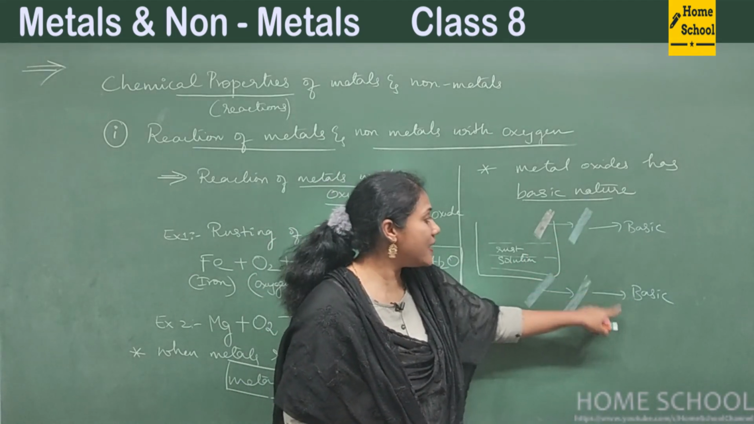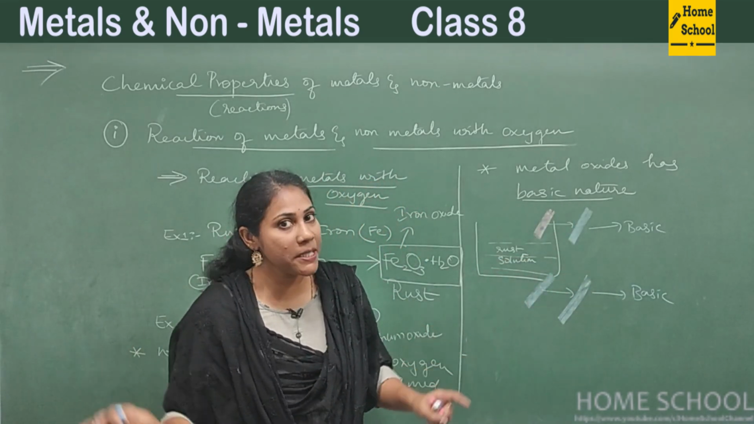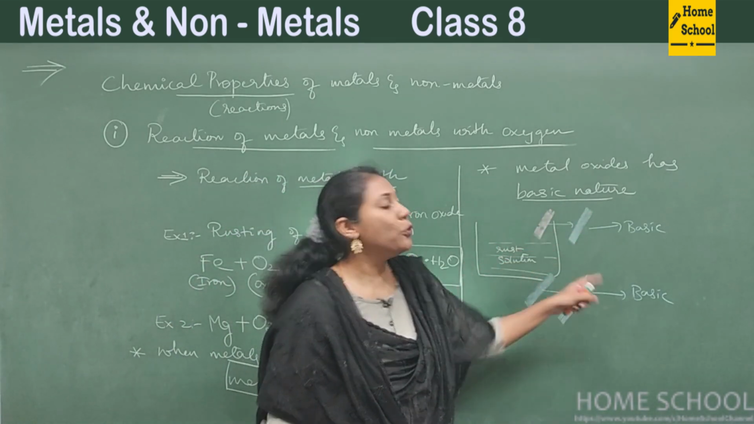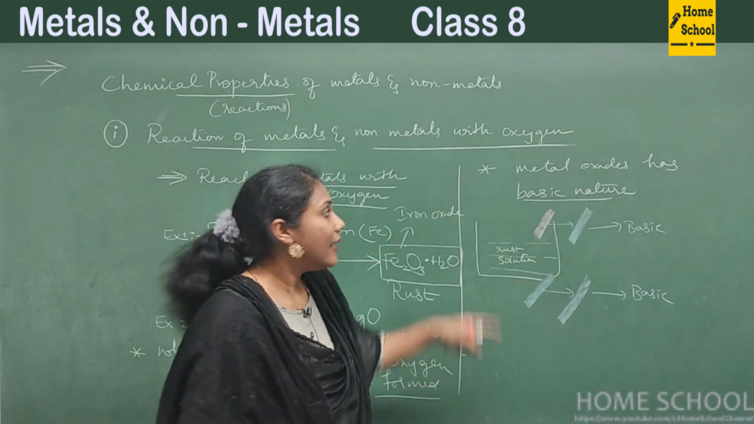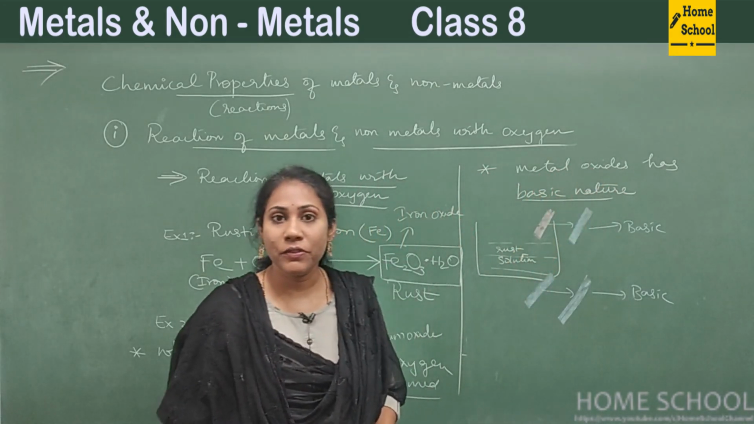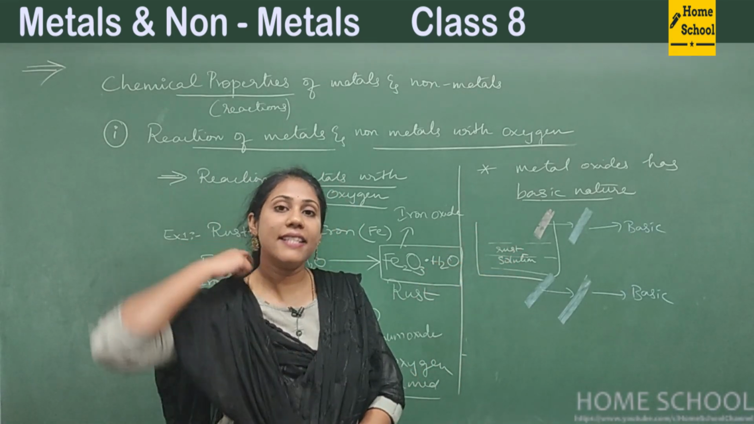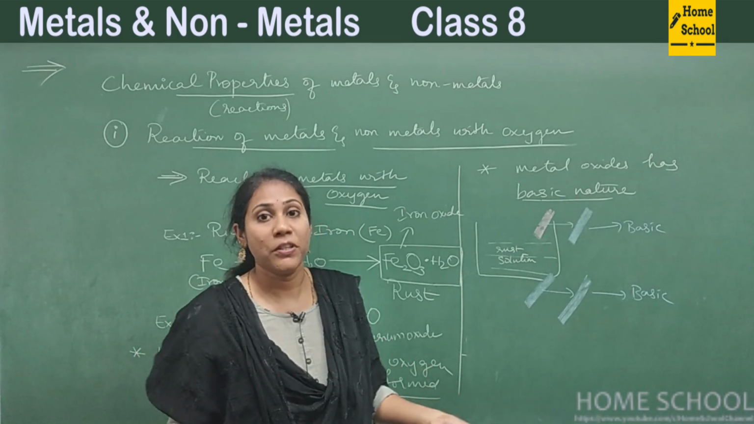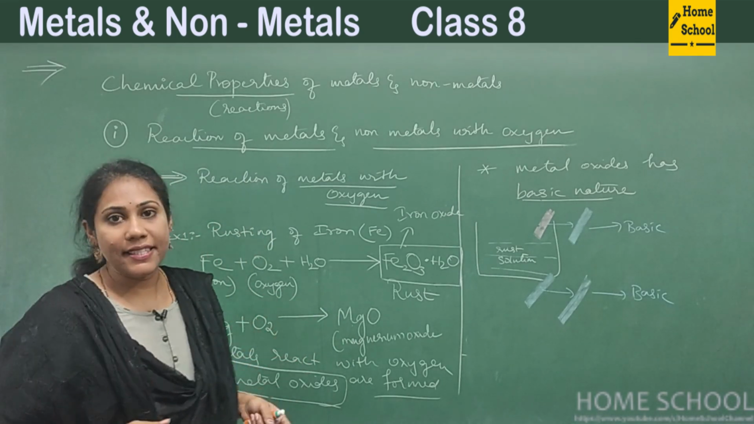So in base, your litmus paper color changes this way. We will have two litmus papers, red and blue. Red changes to blue, blue remains blue only. So this is the proof for us to tell that metal oxides have basic nature. This is very, very important. So all metal oxides actually have basic property. They behave as bases. So this is one important point that you need to really understand.